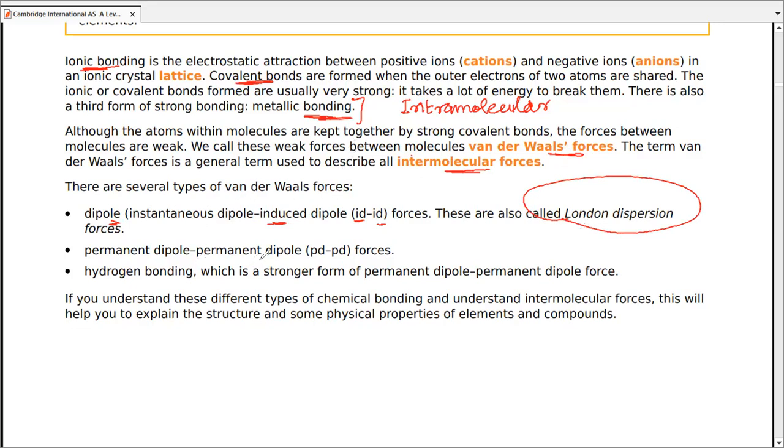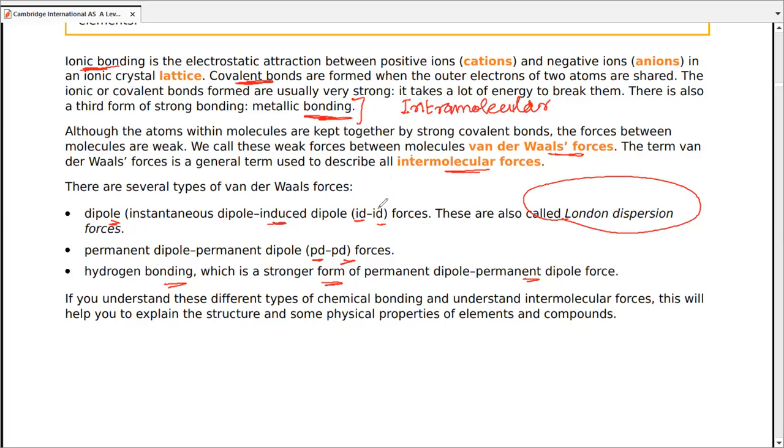The second one would be permanent dipole, PD forces. All right, we call them permanent dipole most of the time. And then there is hydrogen bonding, which is actually a stronger form of PD forces. All right, we are going to go into details of these. Let me tell you, these are not the only intermolecular forces. There are other intermolecular forces as well, but we're going to begin with these.